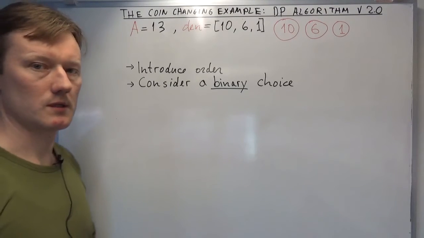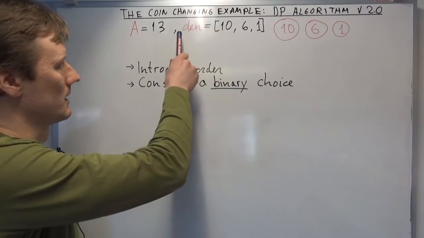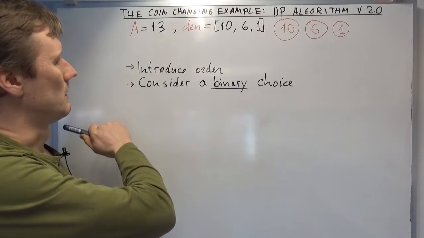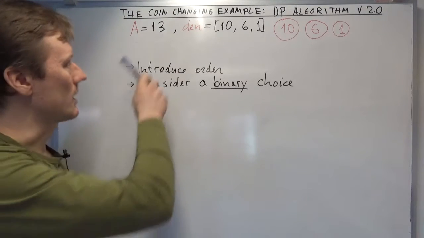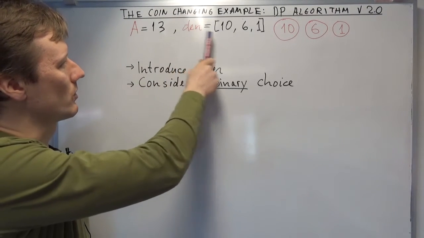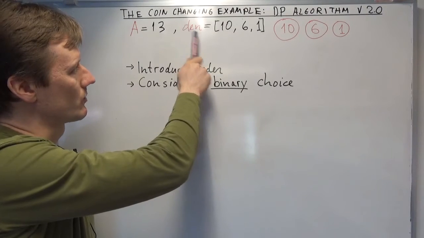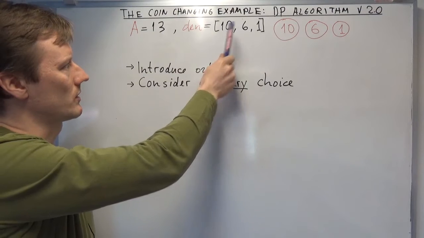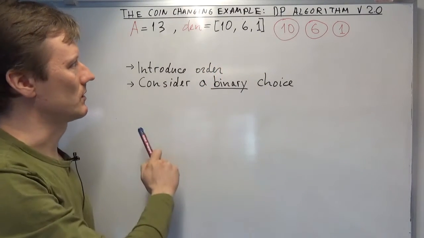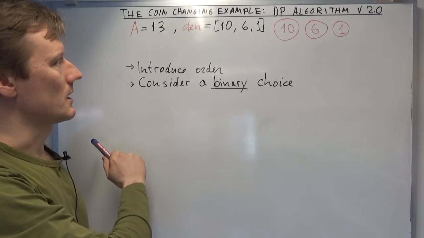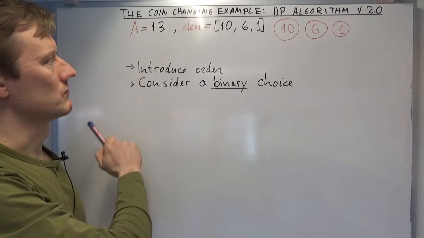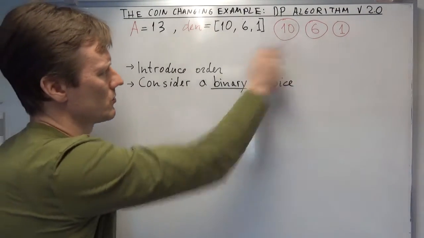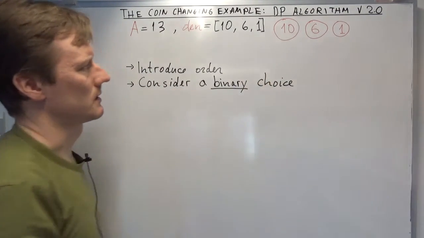So let's recall the problem. We have an amount of money we want to change. In this case it's 13. In the previous video we had 12. And we also have an array of coin denominations. We have a 10 krona coin, a 6 krona coin, and a 1 krona coin. So in this case, to change with the smallest number of coins, you have to take two 6s and 1 krona.